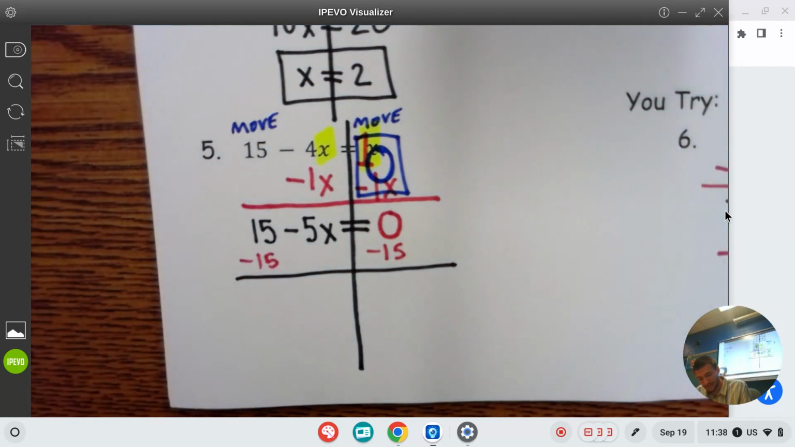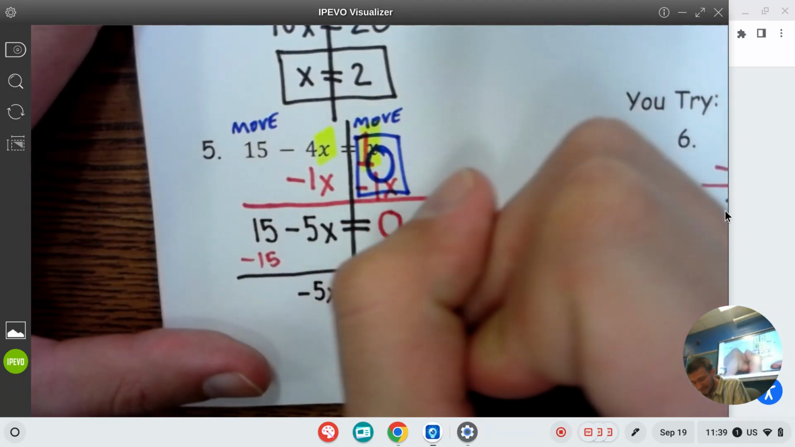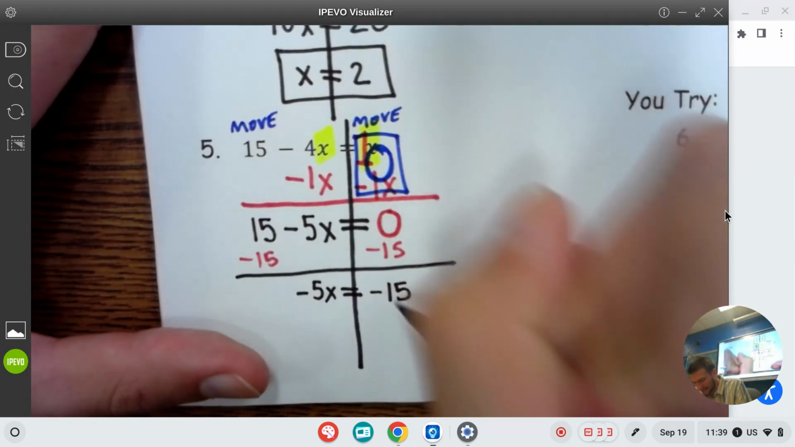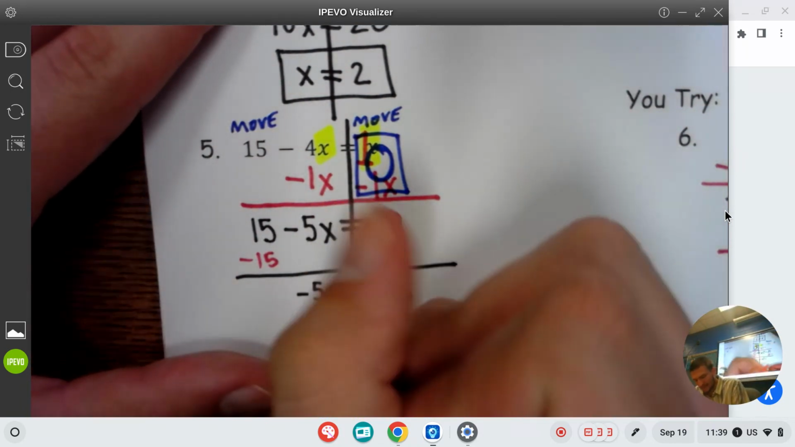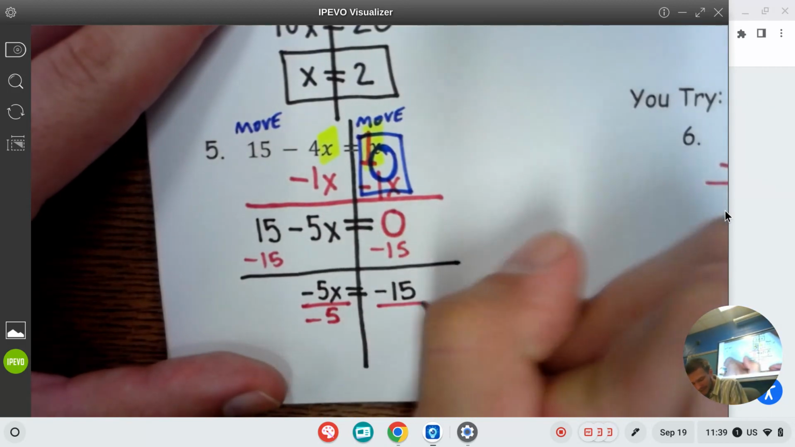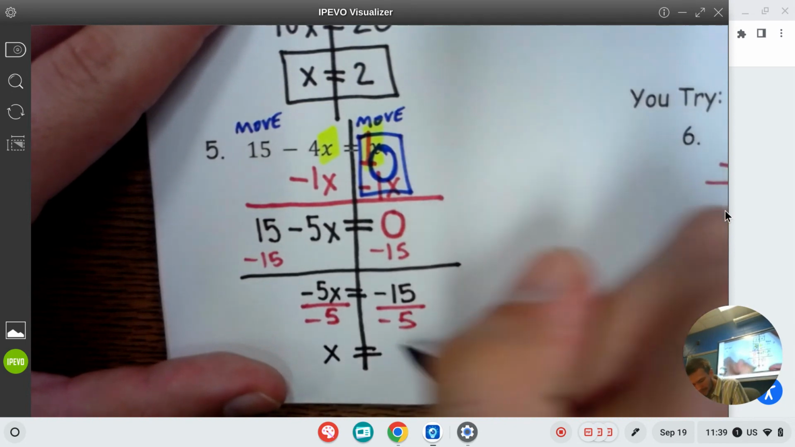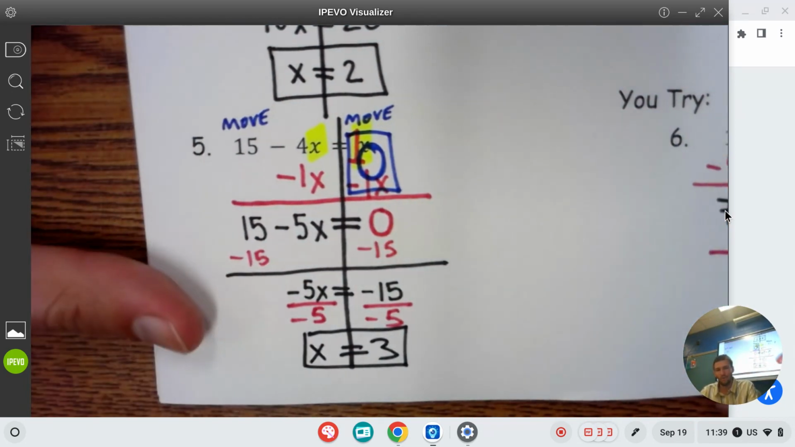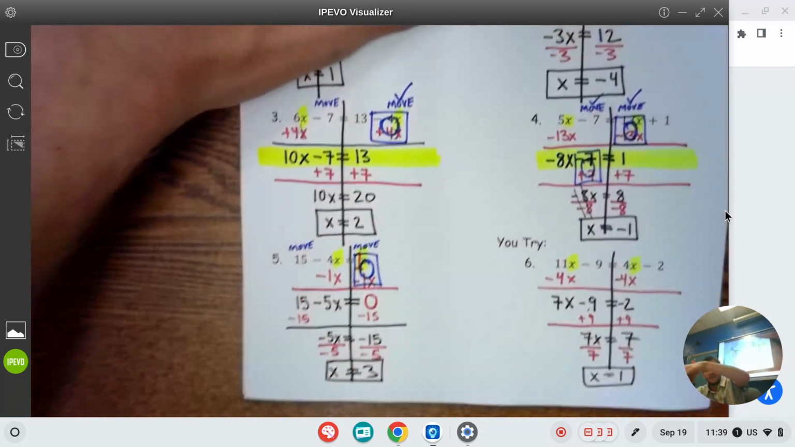We like 0 because doing math with zeros is really easy. Minus 5x is equal to, what is 0 minus 15? Obviously, 0 doesn't change a number, so it's still going to be negative 15. If you're not sure, just use Desmos. Finish with divide, and at this point, our question is a nice normal question. X equals 3.